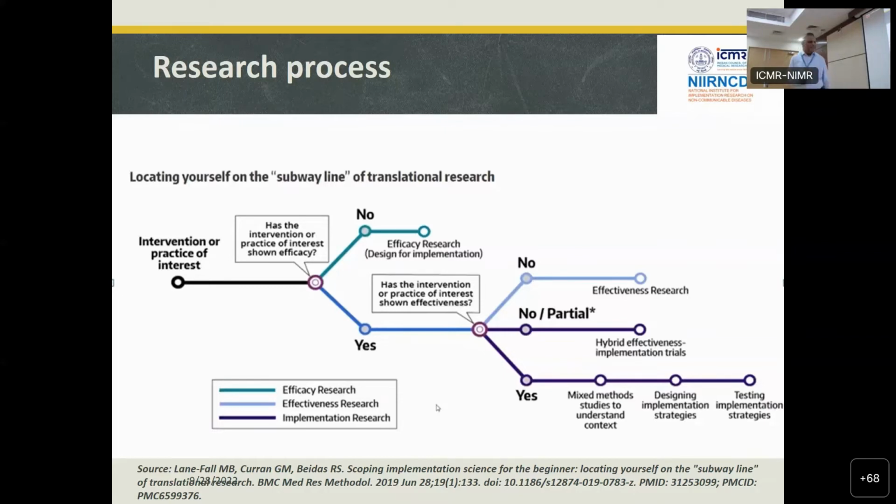I understand that. Okay. So here, when we are doing this implementation research, we use similar techniques. We use mixed method study. That means we use qualitative and quantitative techniques here. We design implementation strategies and then we test those implementation strategies. That is the core implementation research domain. And when we combine with effectiveness research, that becomes a hybrid implementation research. Let me give you an example of that.